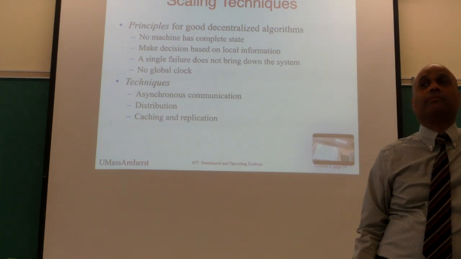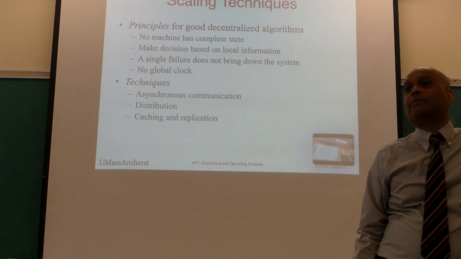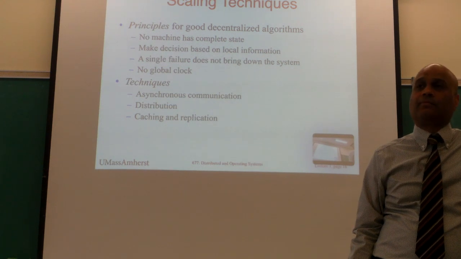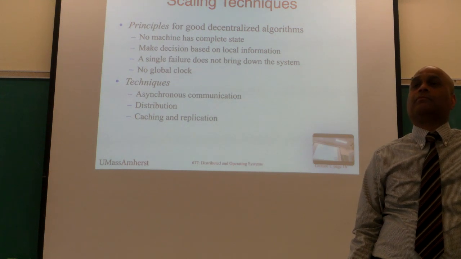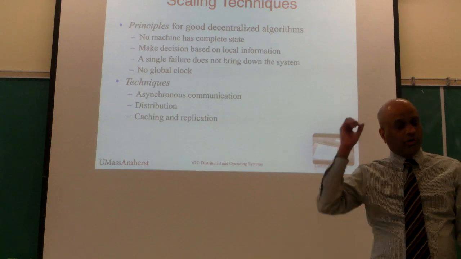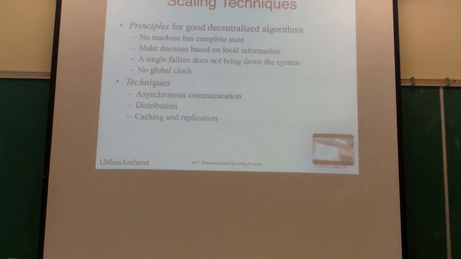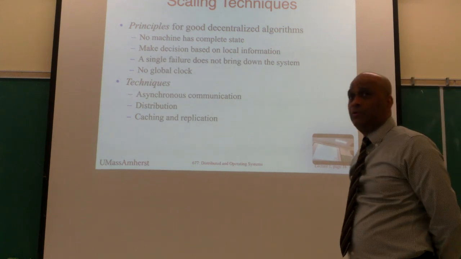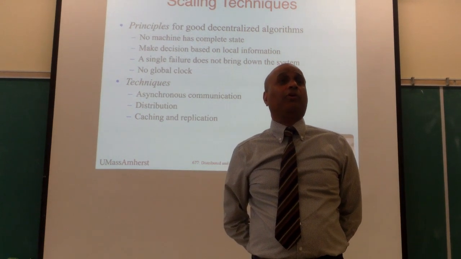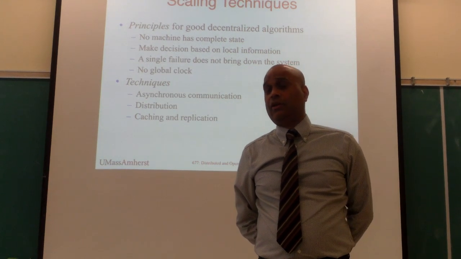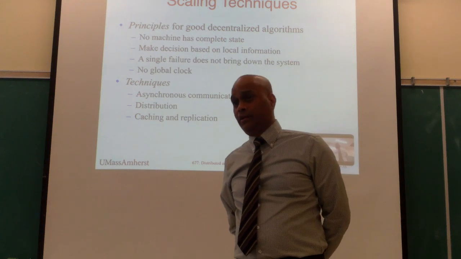Yes? If a machine takes a decision without the global information, just on the local information, could it happen that it takes a decision that makes it not compatible with the other machines in the system? That's a good question. The question is, if you are going to make a decision based on local information, without asking other nodes to provide some information or without requiring global information, can you make incorrect decisions? The answer is actually yes, you can make incorrect decisions.